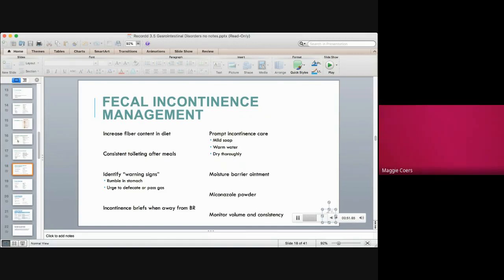If the patient needs to wear incontinence briefs, like if they're going out for a long period of time, we can promote incontinence briefs when they're going to be away from the bathroom. But we need to really educate them. They won't hide odor, things like that, or maybe carry an extra one with them along with wipes. Incontinence care must be done the same as it would be for urinary incontinence. So mild soap, warm water, make sure that the area is dried very thoroughly. Moisture barrier ointments can be applied to cut down on excoriation. The miconazole powder we already talked about. And then we want to also monitor the stool for any changes in volume or consistency.